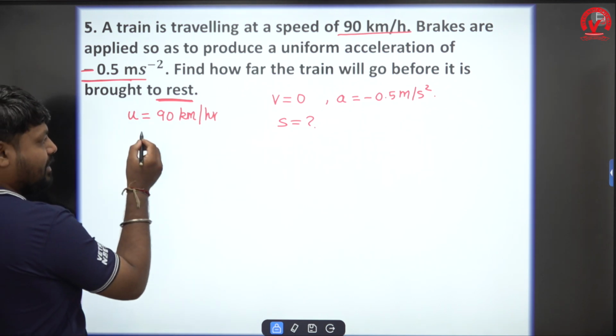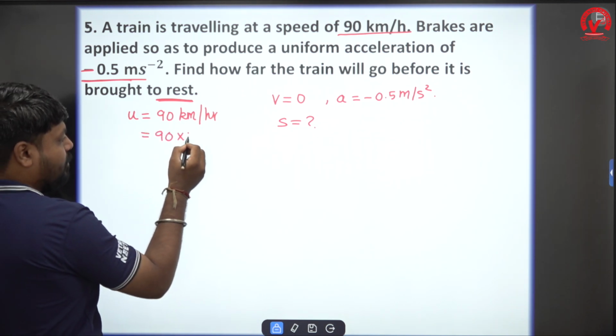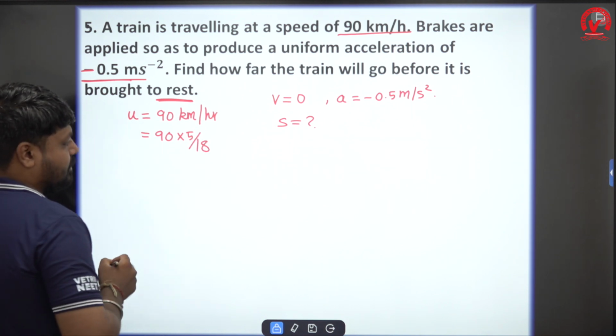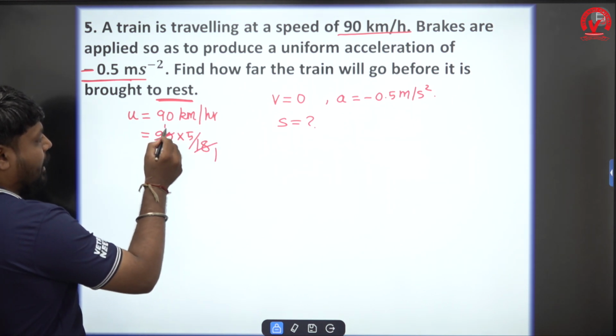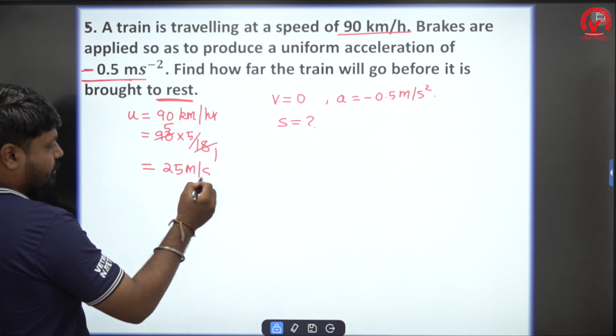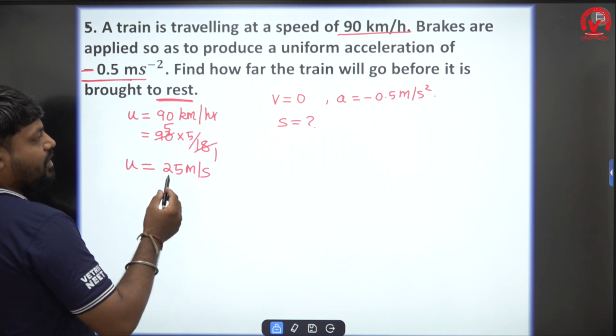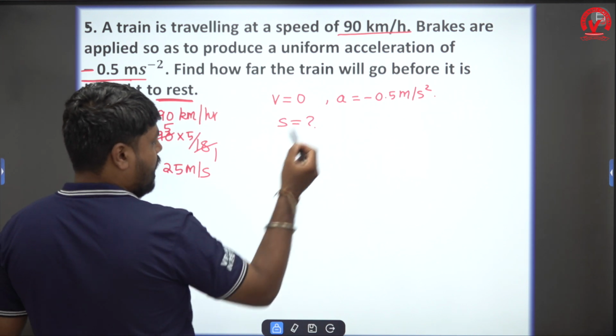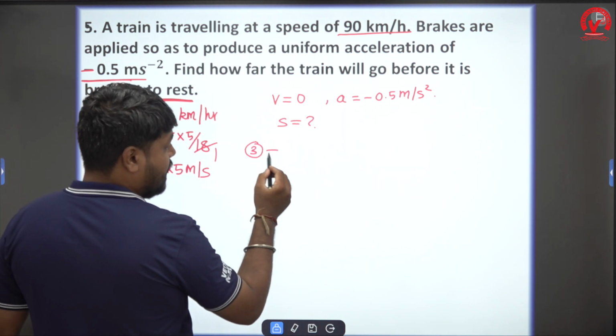So convert this into SI units first. 90 into 5 by 18. 18 5s are 90, and 5 5s are 25. So 25 meter per second. To find S, we know the values of u, v and a. Which formula? Third equation. Keep this in mind.